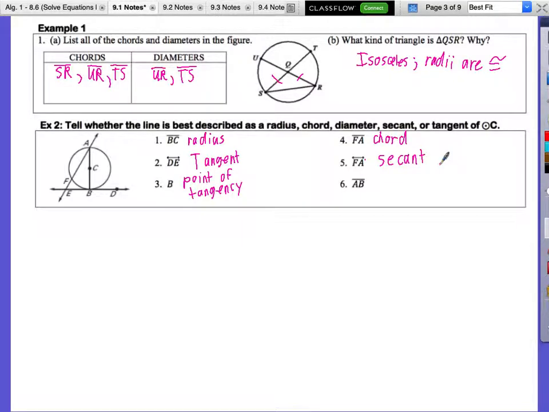Segment AB would be diameter. Thank you, Jacob. It would be a diameter. It's a chord, and it goes through our center C.